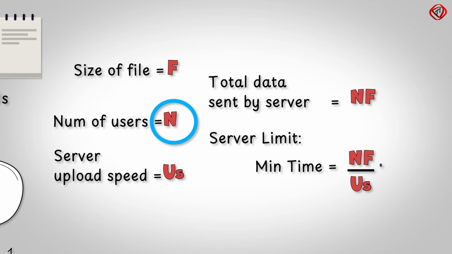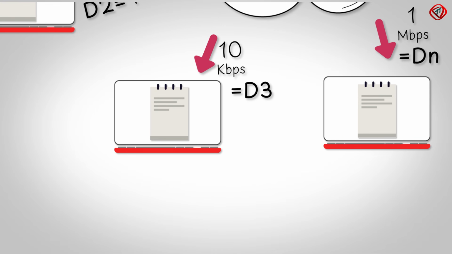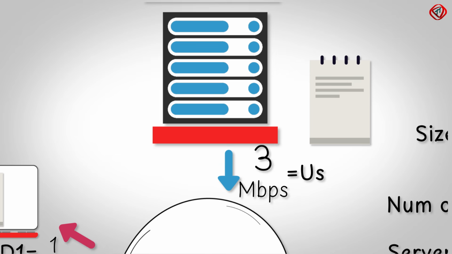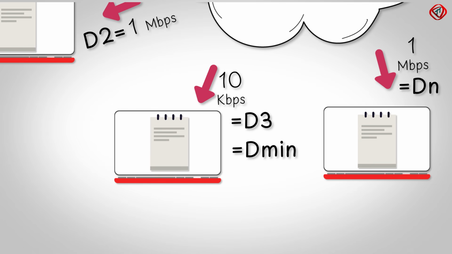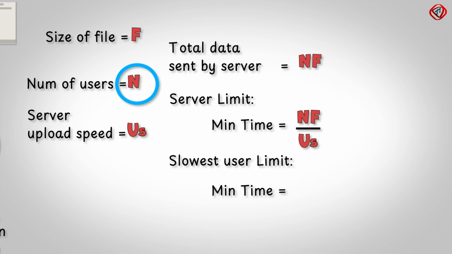This means a bigger file means more time, more users means more time, and a faster server means less time. The second limit is the slowest user limit. Think about the user with the slow internet speed. Even if the server is super fast, that slow user will still take time. So, the minimum time here is F divided by D_min, where D_min is the slowest download speed.